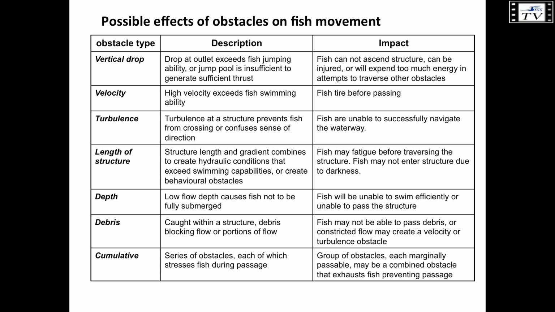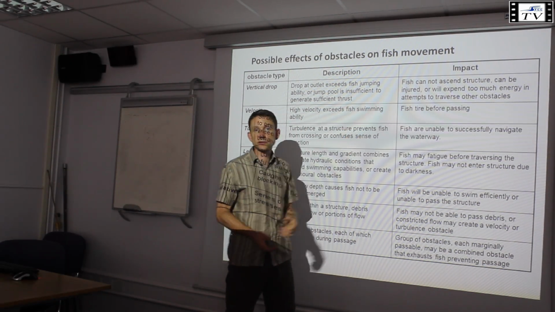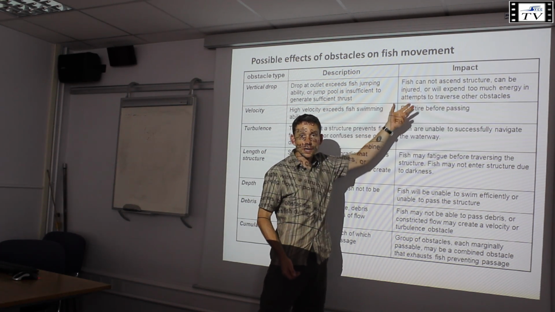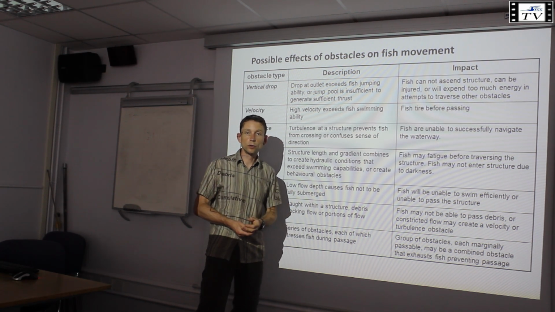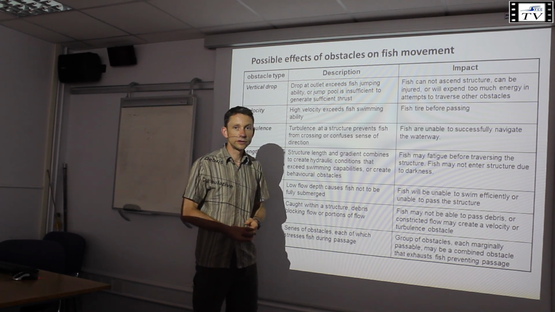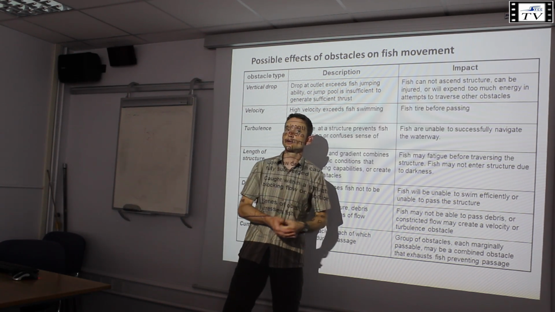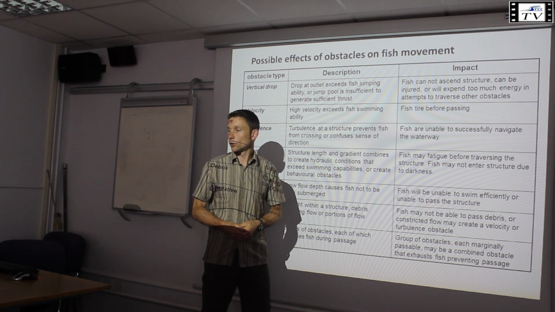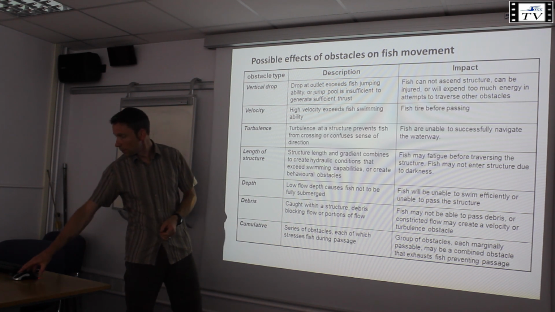So, for example, you have a vertical drop. A description of this would be that there's a drop that fish have to jump, and the impact is that certain fish species you're interested in can't jump. So fish are unable to get past it, or if they make repeated attempts, they injure themselves, causing wounds where they can get secondary infections, and they can use too much energy trying to get past obstacles, which lessens their opportunities for reaching their spawning locations and successfully reproducing.